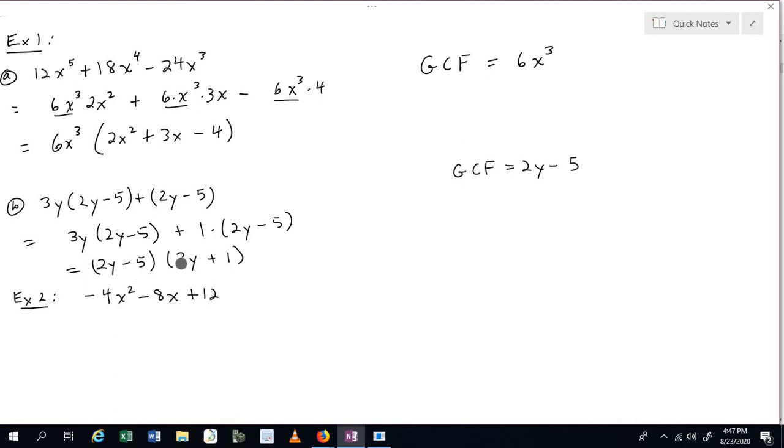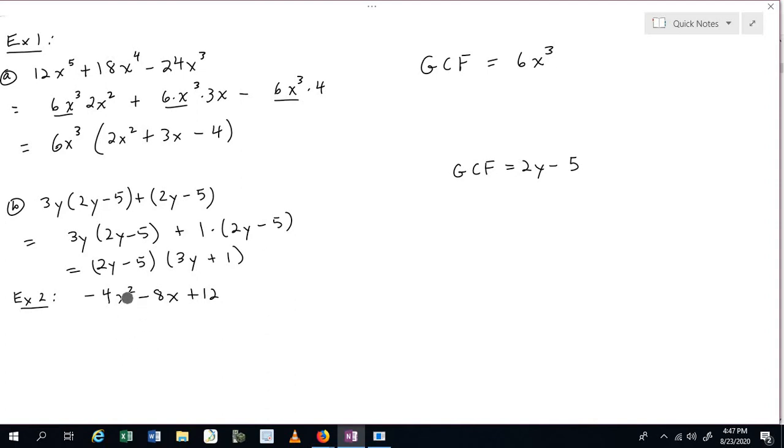Now you can check this again by distributing this to both terms. So 2y minus 5 times 3y would give you this, and then 2y minus 5 times 1 would give you that. Again, by factoring, what we're doing is we're reversing the distributive property.